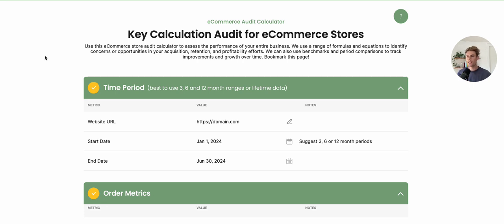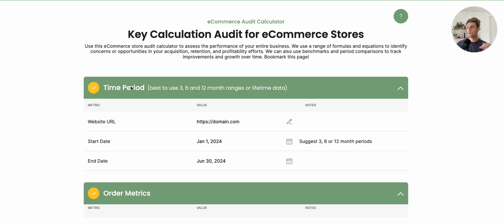Okay, so today I'm going to take you through this audit calculator. We created this calculator because we really wanted to understand how a business, or an e-commerce store, was doing as a whole, not just what a ROAS number is or a one-off number. This is a full check to see how your company is doing.